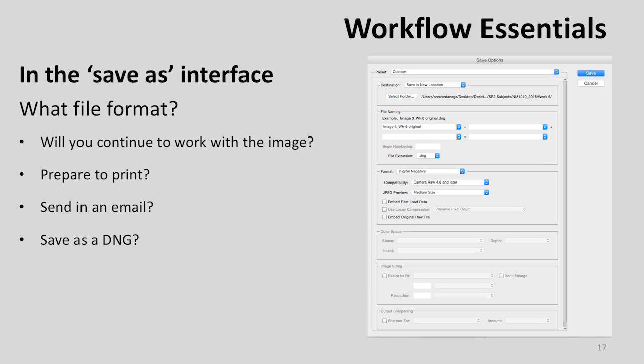So the Save As interface asks you your destination. Do you want to change your file name? This is your file format, not up here. Then your color space, image sizing, and output sharpening.